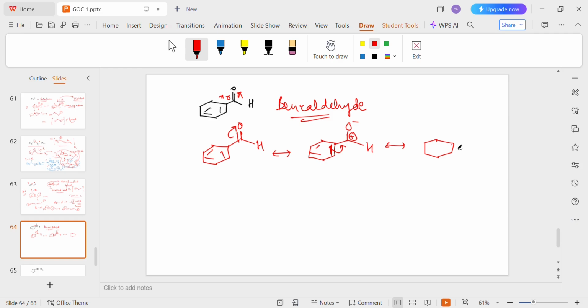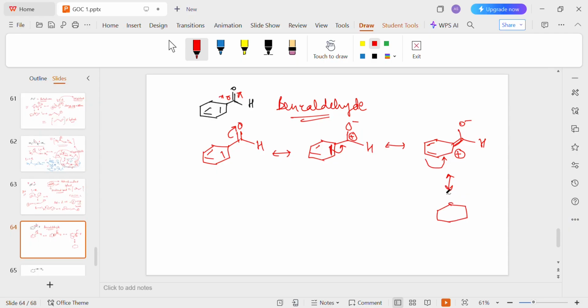ठीक है, तो क्या होता है? This is the next contributor. Now when this pi bond shifts here, a pi bond is created here and this becomes a single bond. This pi bond is here, this pi bond is here, and a positive charge is created here because this pi density has shifted here, so this becomes electron deficient. Alright, now to stabilize this positive charge, this pi bond shifts here. Okay.